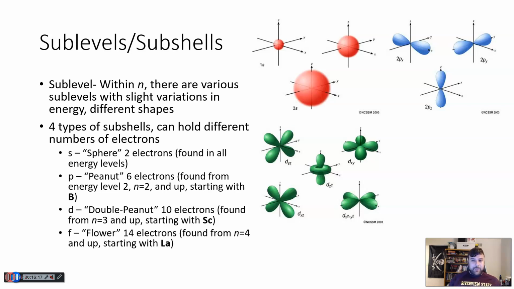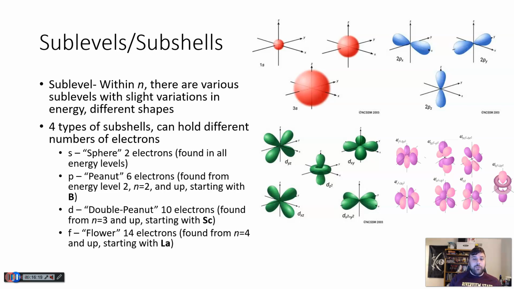Lastly is sublevel F, or flower. There can be up to 14 electrons found in here, and this is from energy level 4 and up. And it begins with the element lanthanum. Those are our 4 sublevels and their shapes. We'll go a little bit more into this and how they can hold the different electrons in just a moment.